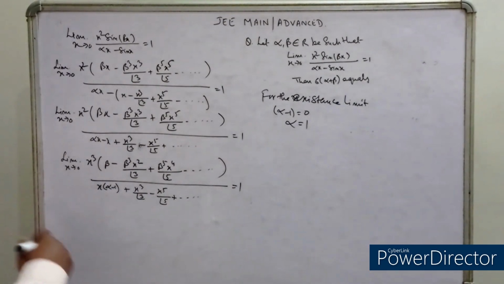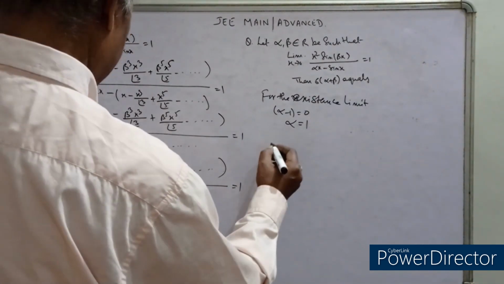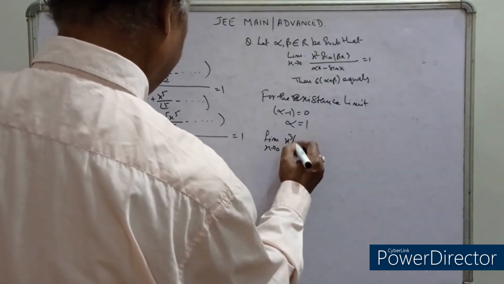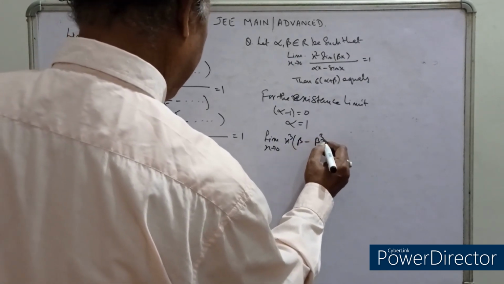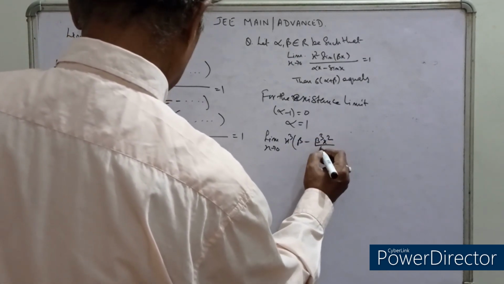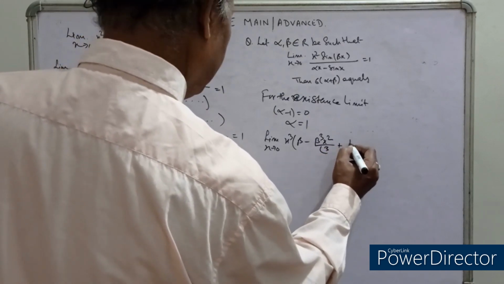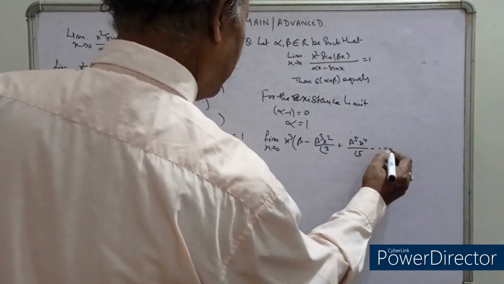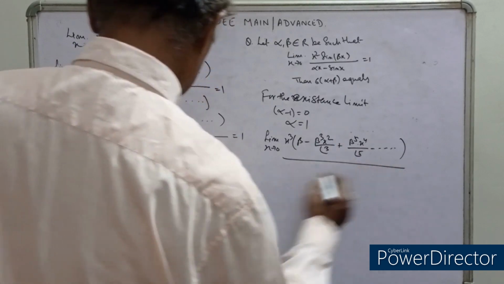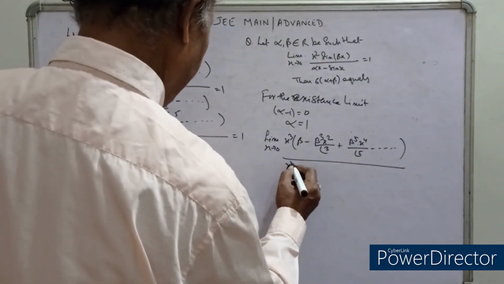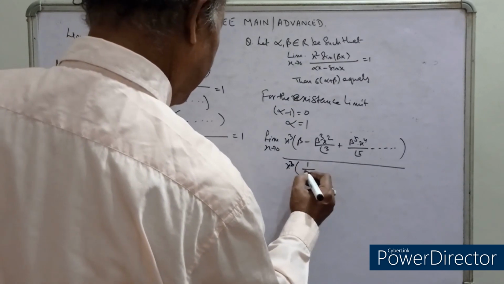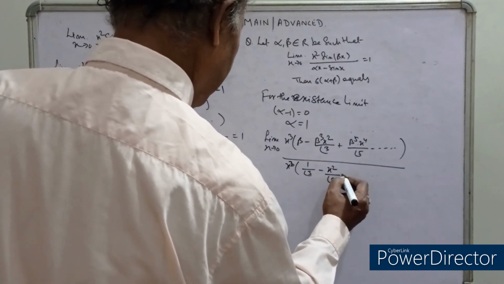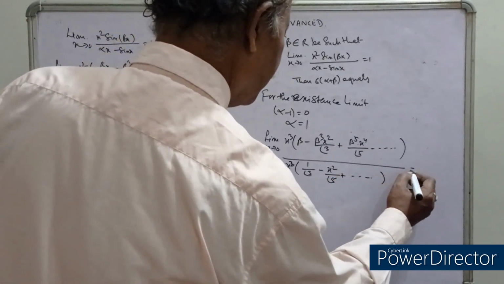Now this is 0, so here your limit, that is x tends to 0, this is x cube times beta minus beta cube x square by 3 factorial plus beta 5 x 4 by 5 factorial, and then minus dot dot dot, and in the denominator I can take x cube common. If I take x cube common, so 1 by 3 factorial, and then minus x square by 5 factorial, plus dot dot dot, and this is equal to 1.